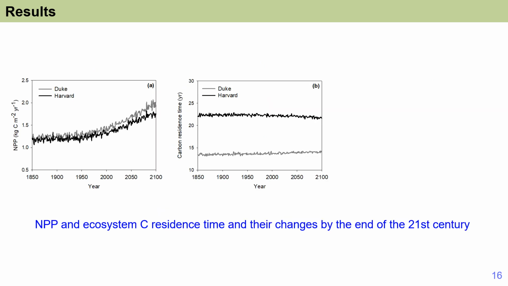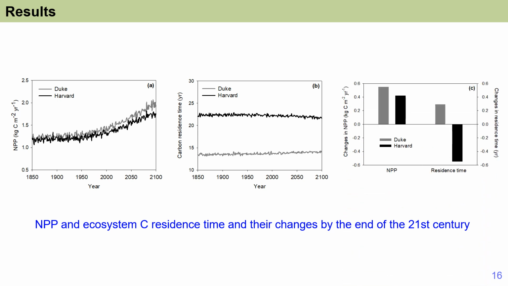The two components of carbon storage capacity, that is NPP and carbon residence time, are shown in panel A and panel B. NPP is very similar between the two ecosystems, but carbon residence time shows a different trend. In Duke Forest, carbon residence time increases over time, but in Harvard Forest, carbon residence time decreases over time.